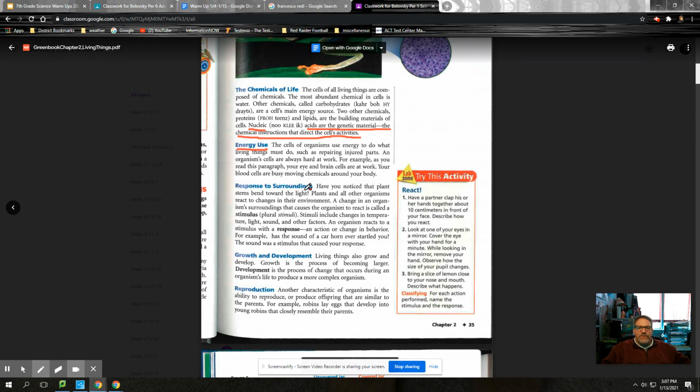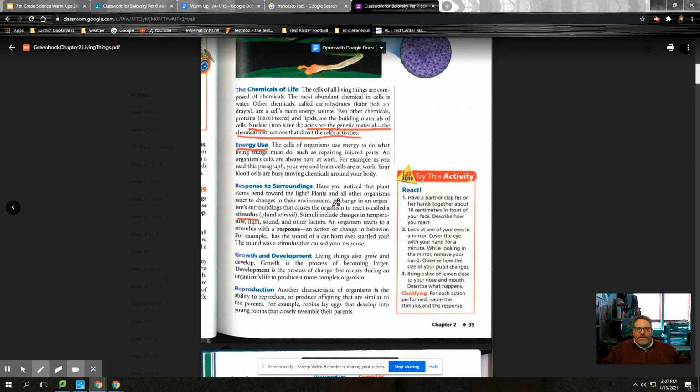Okay, response to surroundings. The next word that you need to write down is stimulus. All day long today, people have said stimulus checks, stimulus checks. Well, that is something big in the news right now, but that has nothing to do with science. So, what is a stimulus? Now, remember, we're talking about things responding to their surroundings. So, what is a stimulus?